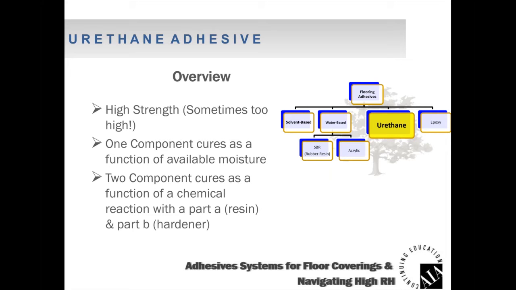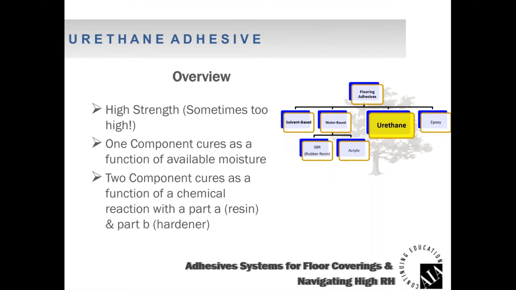There are urethane adhesives out there. Could be a one component, could be a two component. Your traditional urethane adhesive for wood flooring, whether it's engineered wood plank or some of the parquets or some of the solid shorts out there, that's a single component urethane. Moisture is the catalyst.